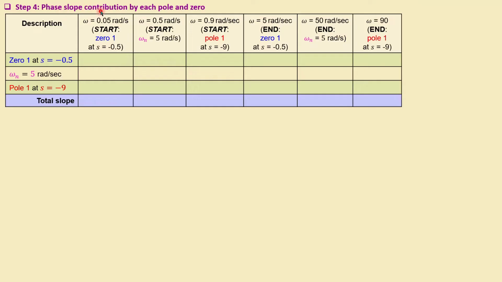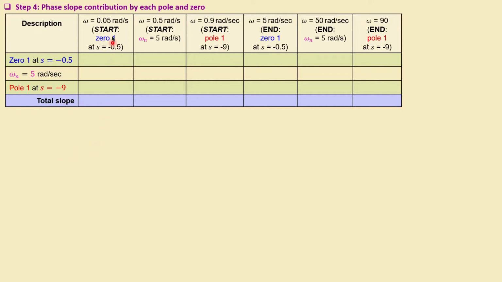Now, let's move on to step 4, which is looking again at the slope of the phases, and the contribution for each pole and zero. Again, the description, the zero, the natural radian frequency, and our pole. So we have 2 real poles and zeros, and we have 1 natural frequency due to that complex pair of poles. Now we need more bookkeeping in this phase slopes.